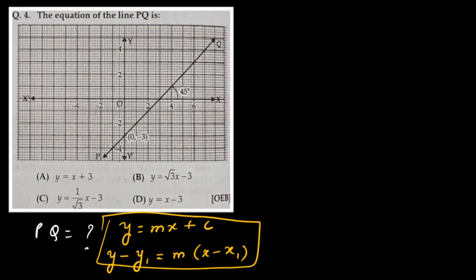Give me the answer. Which option? Okay, so Tarun has given the answer. I don't want the answer. First of all, tell me, we will check that. First of all, tell me which form of the equation we can use. Slope intercept form or point form? Slope intercept form we will use, or point form we have to use here?